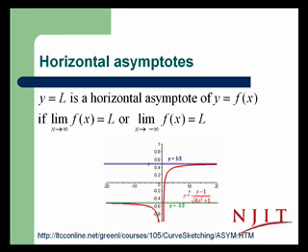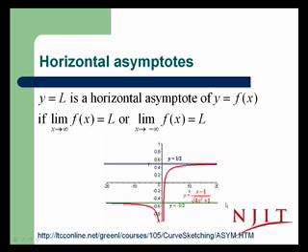Okay, now let's discuss horizontal asymptotes, as these are related because here we're considering what's happening to the function f of x as x gets large to infinity or x going to negative infinity. We say that y equals L is a horizontal asymptote of y equals f of x if the limit as x goes to infinity of f of x is L, or the limit as x goes to negative infinity of f of x is L.